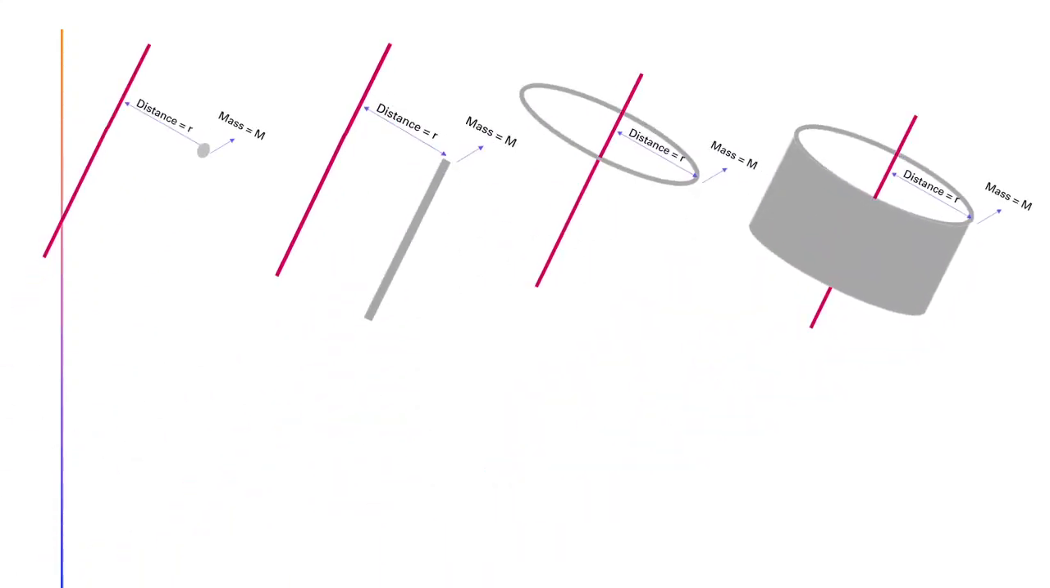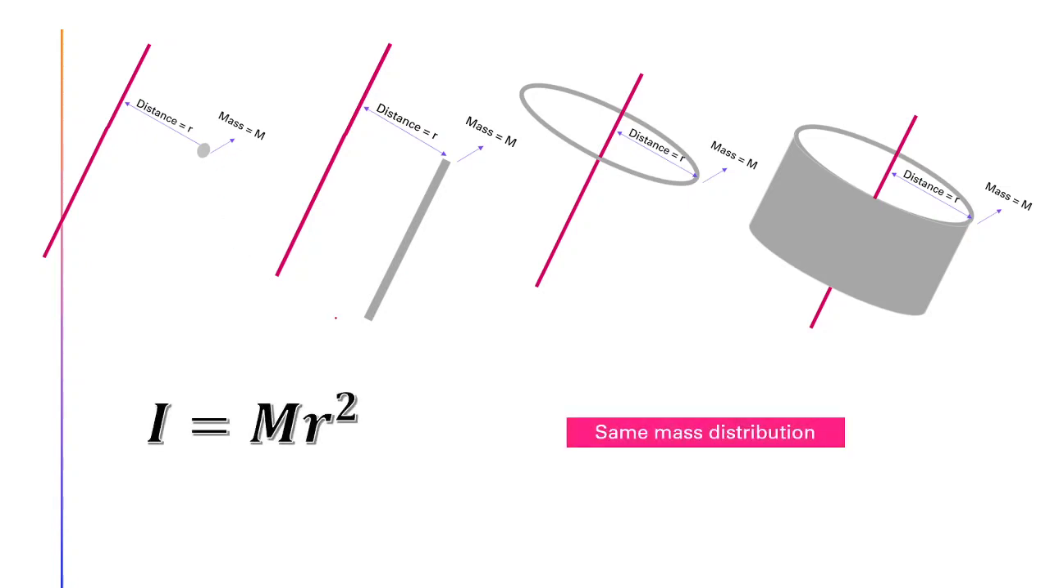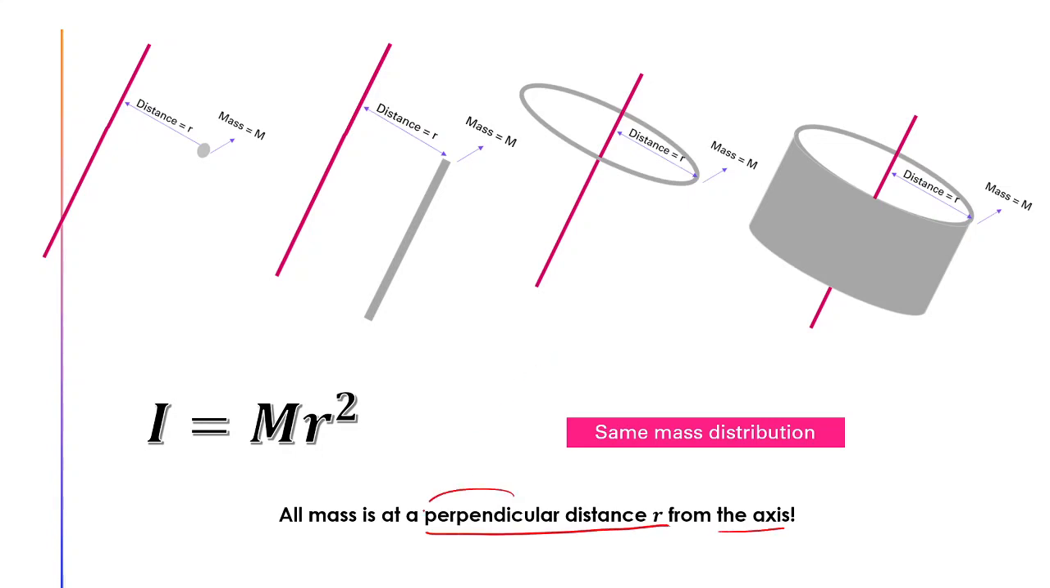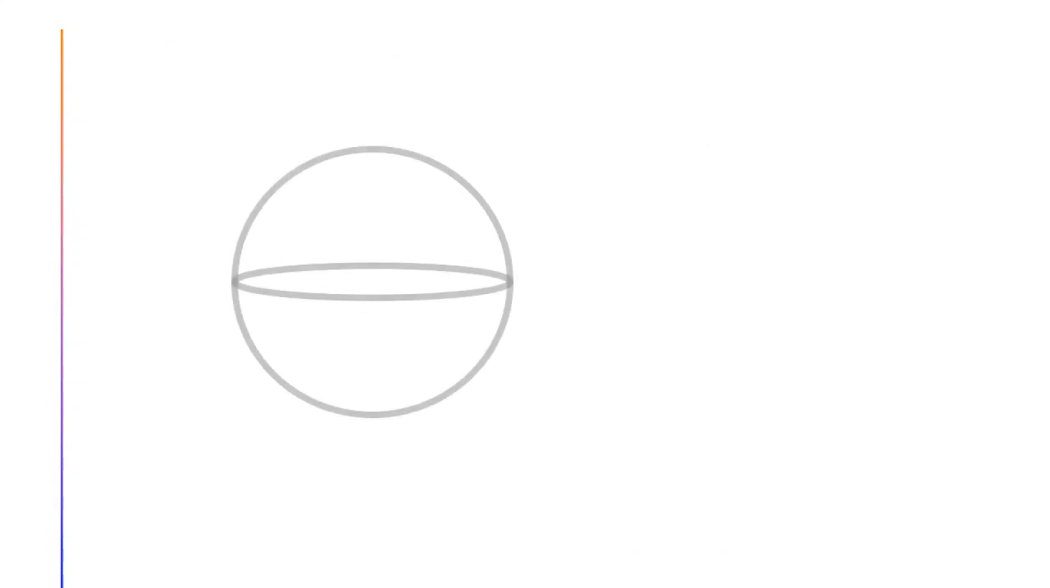Okay, so we discussed that these four moments of inertia are all mr squared, because the mass distribution is the same. All the mass is at a perpendicular distance r from the axis, right? Notice that also. Then let's think about the sphere.